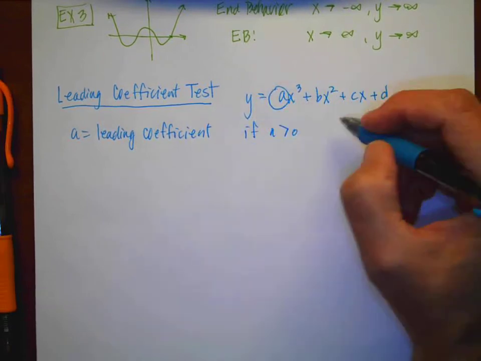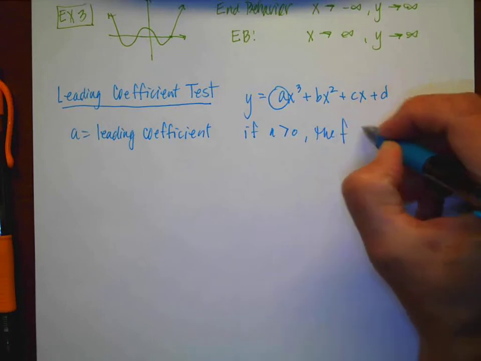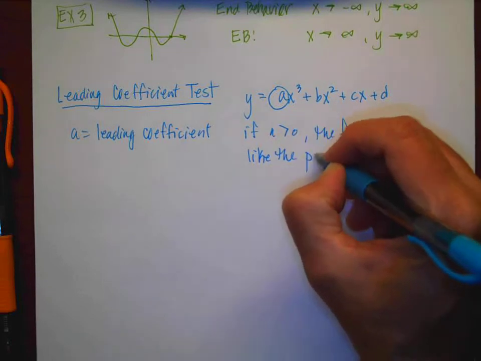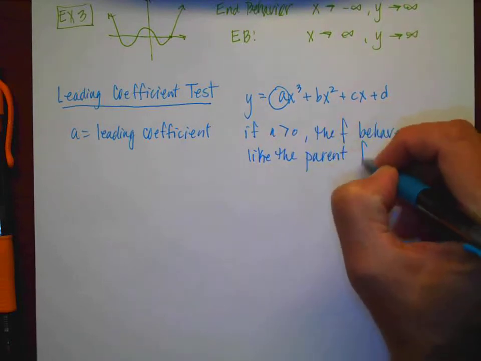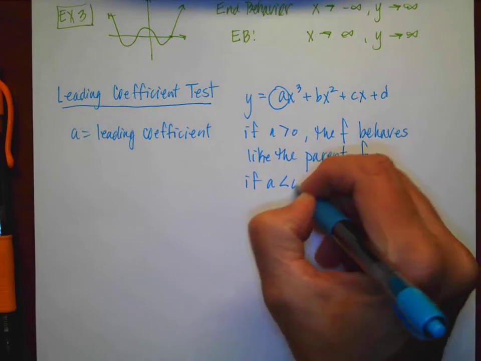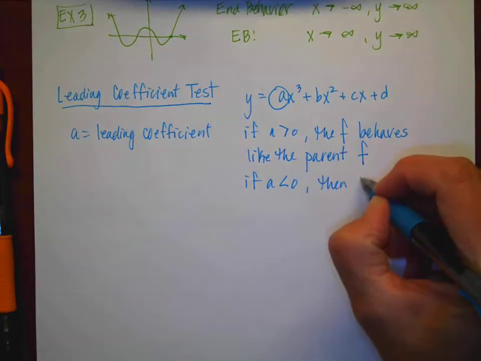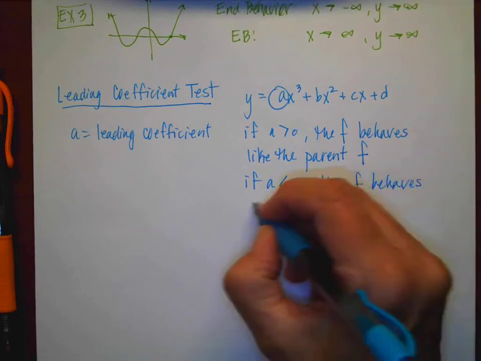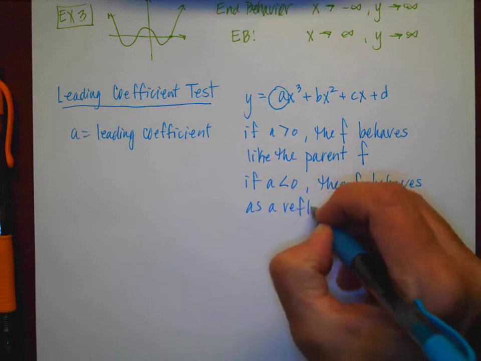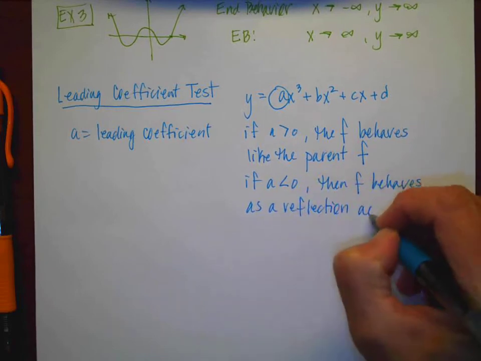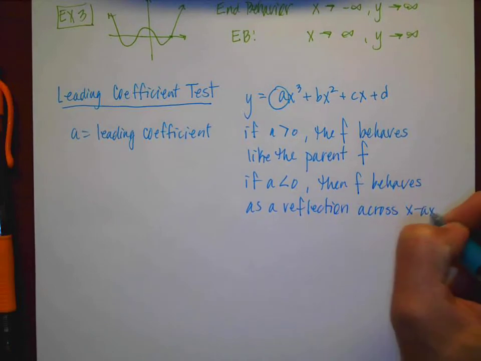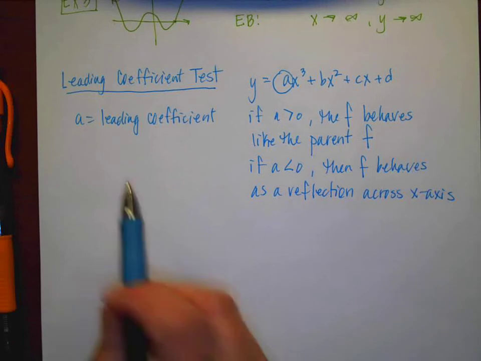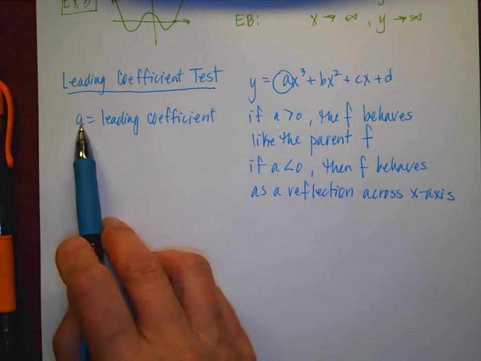If a is positive, then the function behaves like the parent function. And if a is negative, then f behaves as a reflection. And remember, it would specifically be a reflection across the x-axis. All right? So things that we know, we can also talk about for my leading coefficient.